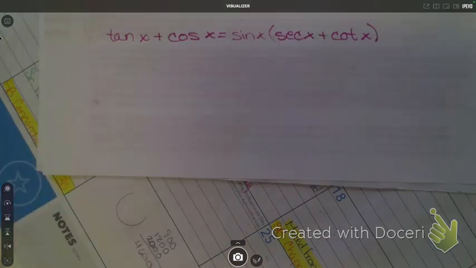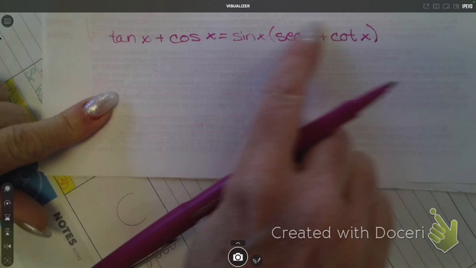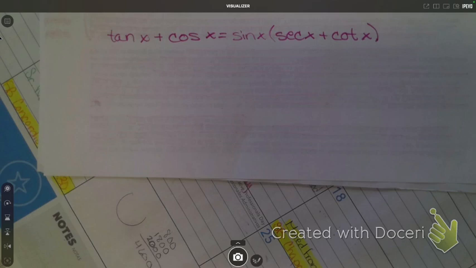Okay, so I want to end with two things. Always keep your eye on the prize. What would you like to do with this over here? You could turn cotangent into cosine over sine again. Okay, so if you're going to do that, you might as well make secant what? 1 over cosine. Okay.